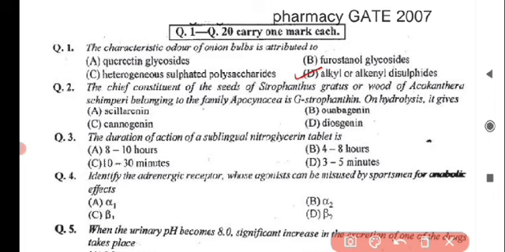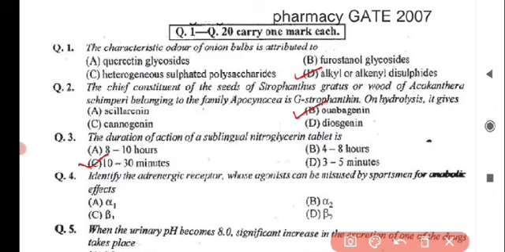Next question is the chief constituent of the seeds of Strophanthus gratus or wood of Acokanthera schimperi belonging to the family Apocynaceae is G-strophanthin. On hydrolysis, it gives, and the correct answer is option B, ouabagenin. Next question is the duration of action of a sublingual nitroglycerin, and the correct answer is option number C, that is 10 to 30 minutes.